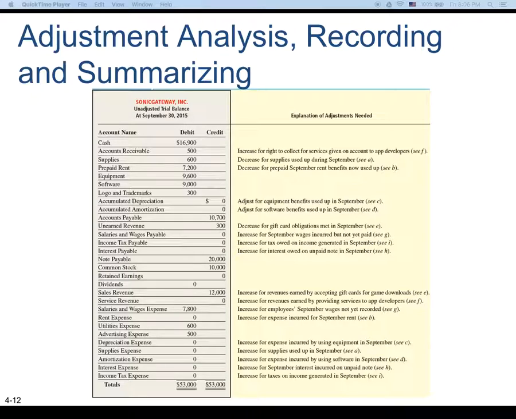And same way with the supplies, right? Supplies, yes, we bought it at 600. Now, how much of the supplies has already been used, meaning expensed, right? If that's the case, we may have to reduce the supplies and move them over to the expense account. Prepaid rent. So we prepaid this rent. Now, 1 month passed by. How much of this prepaid rent has already been used? So we have to adjust this prepaid account. And then the equipment side of it, we'll talk about this later.